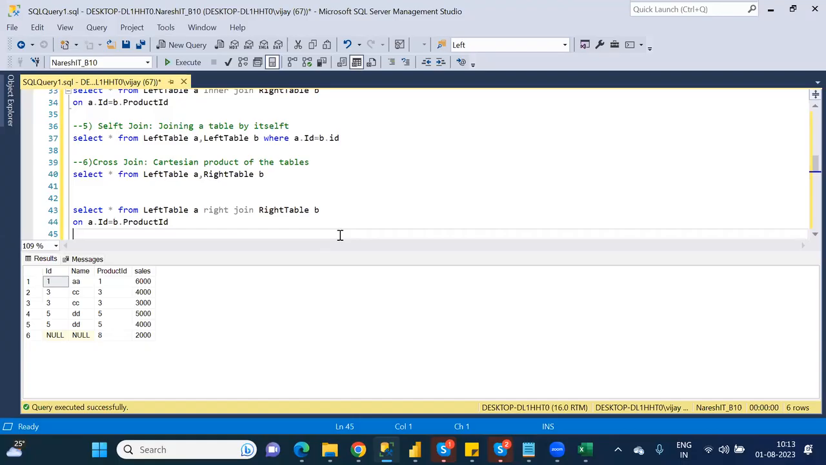Suppose I am applying this right join. In this right join, what unmatched records are there? Those I need to display. The only unmatched record is 8, 2000, null, right? I want to display that one. Then you have to write a where condition: where a dot id is null. Then which record is it displaying?